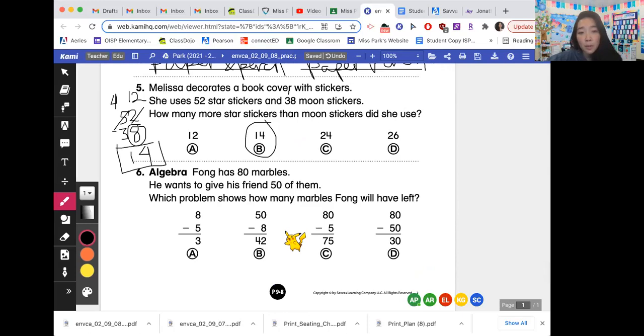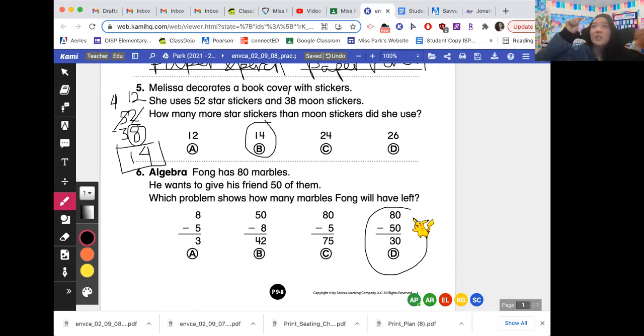Fong has 80 marbles. He wants to give his friend 50 of them. Which problem shows how many marbles Fong will have left? Well, we're going to subtract 80 minus 50. And if we do that mentally in our head, 80 minus 50. Well, I know 80, 70, 60, 50, 40, 30. If I'm visualizing the hundreds chart. So D would be the right answer.